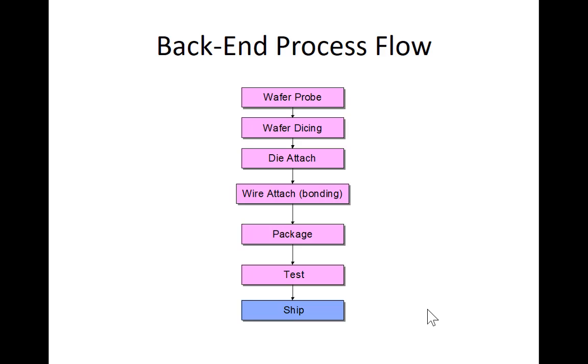When you do wafer probe, we go in and try to take measurements before we break the wafer apart, to get some idea whether the circuit's good or not. Then we do wafer dicing, which means we break the wafer up into die. Then we do die attach. That means we attach the die to a package or to a carrier. And then we do wire attach, put bonds in, finish the packaging up, hopefully test it and ship it. So these are the back-end processing steps.